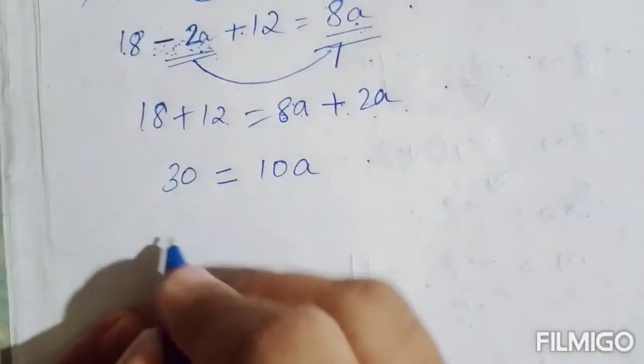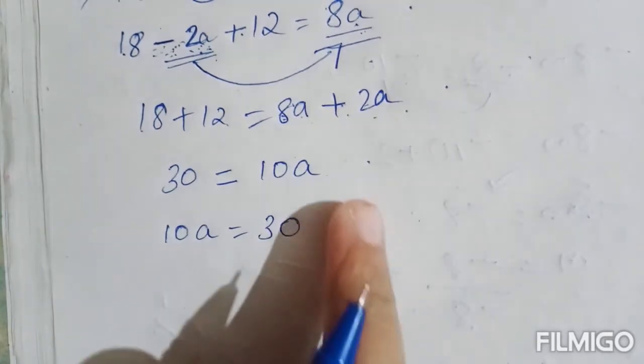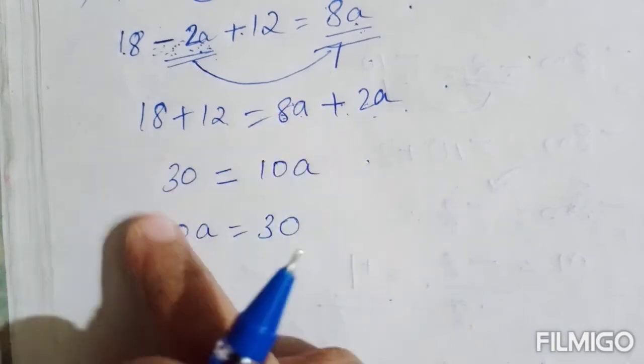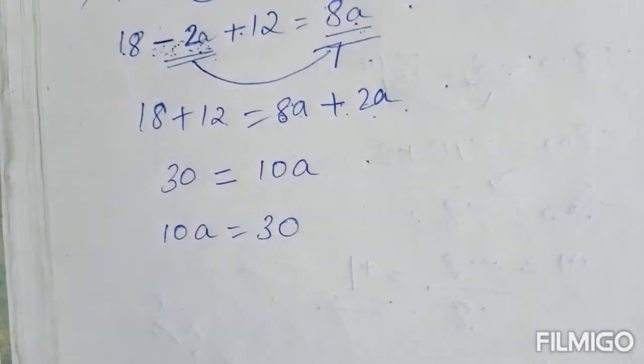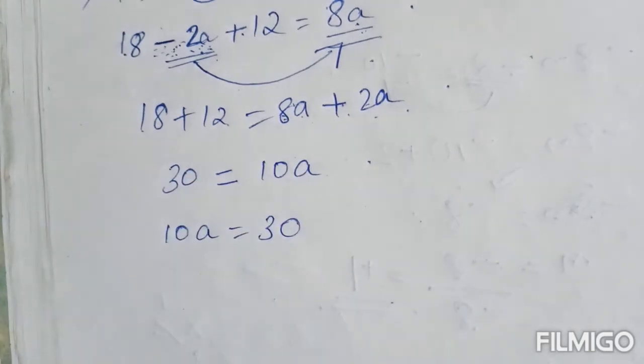Okay. This thing we can write like this also. 10a equal to 30. No change will be there if we change the side. If we write the left side on the right side and the right side on the left side, no change will be there. When we interchange and write it, no change occurs.